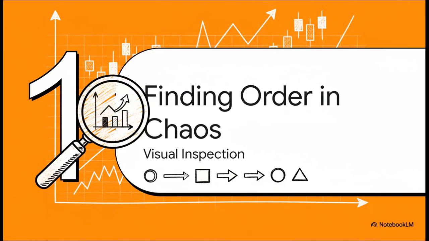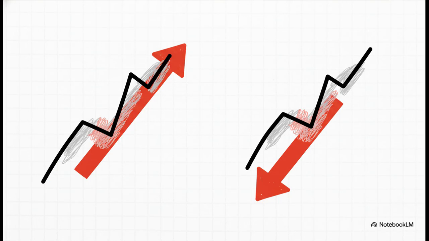All right, so our first step is to find that order in the chaos. And we're going to start with the most direct method there is. Just looking at it. Seriously, you can learn a surprising amount just by training your eyes to see the bigger picture.